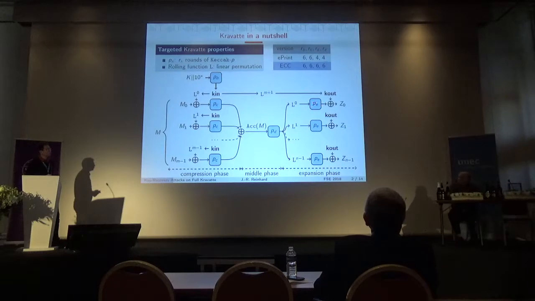We go through a permutation, and in the expansion phase, we XOR with the output block, and we get to the outputs. So the number of Keccak-p rounds in each stage can be different. In the ePrint version, we had 4 rounds here and here, and in the ECC version, and the final version also, we have 6 rounds here and here.